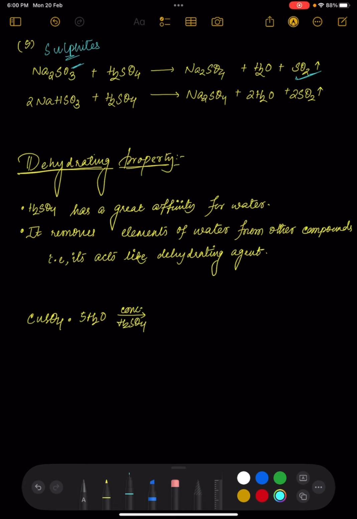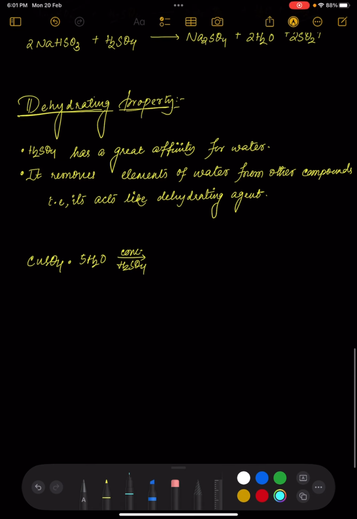Then the dehydrating agent. As a dehydrating agent, sulfuric acid is used to remove water from the elements. Suppose what is a dehydrating agent? These agents have a great affinity for water, and when they are reacted with the compounds, they remove the water from the elements.